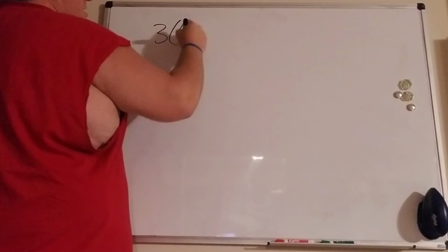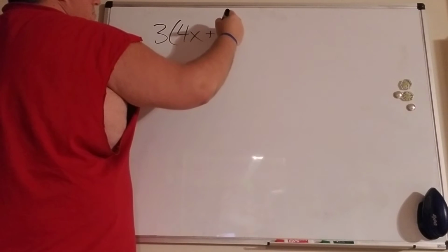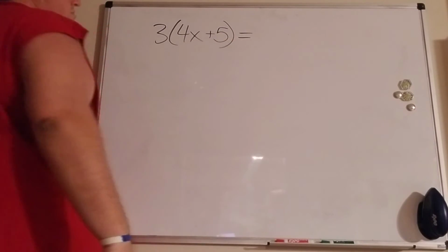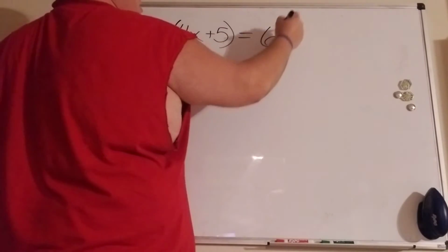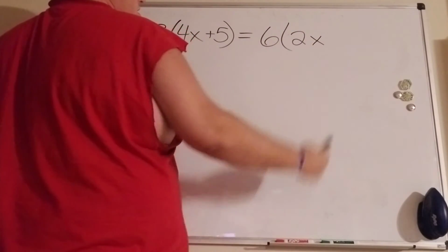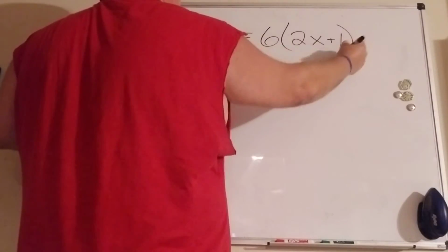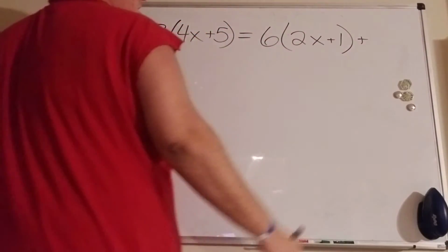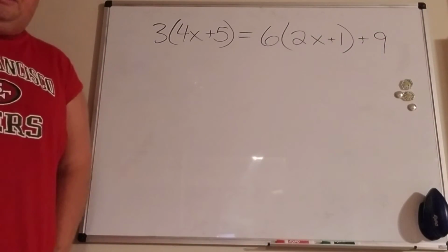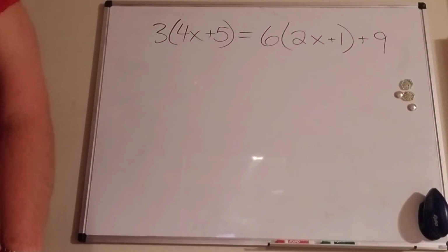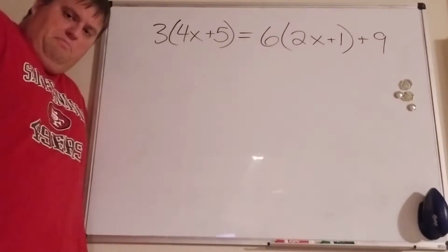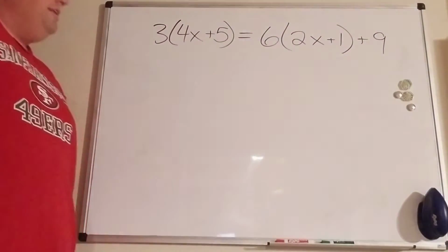3 times 4x plus 5 equals 6 times 2x plus 1 and plus 9 on the outside. Let's say we have one like this. Oh yeah, that looks a lot better with the black marker. Hopefully you guys can see it fine. As always, let me know if you guys are having problems seeing anything or hearing or anything like that.